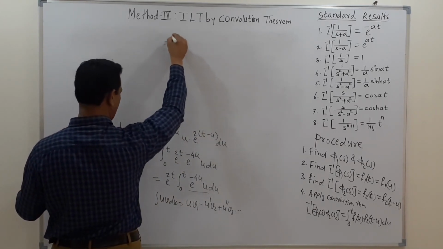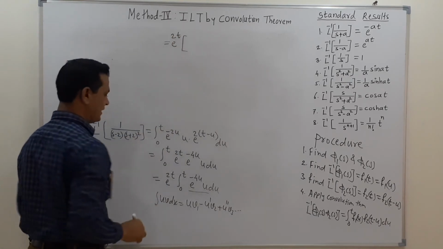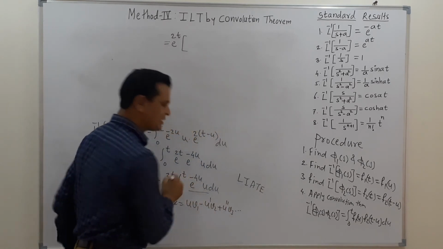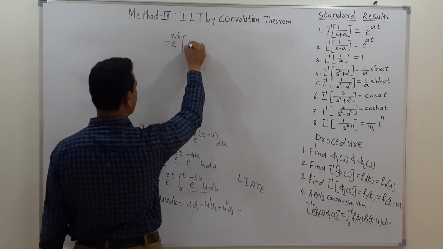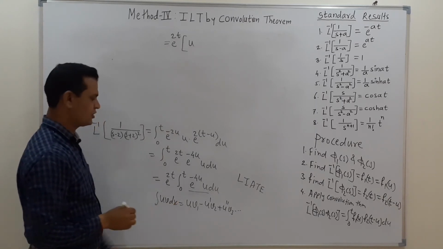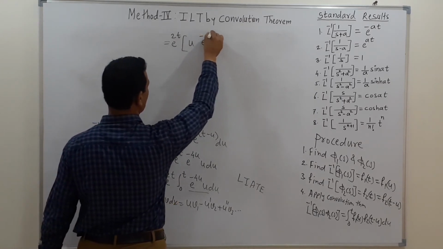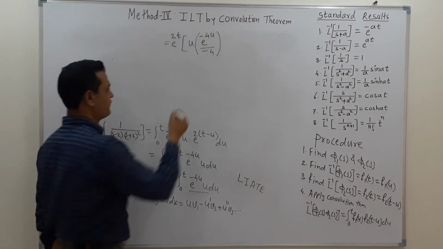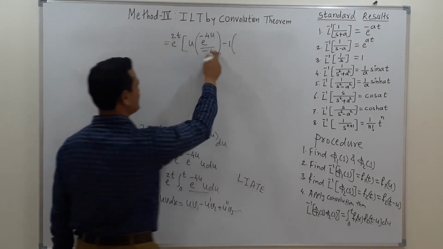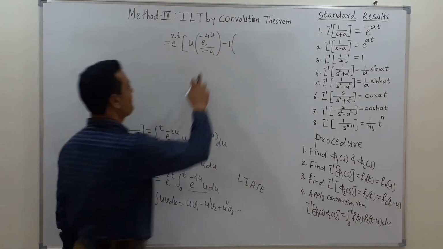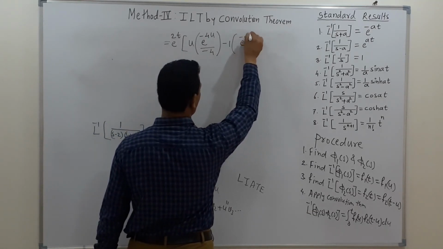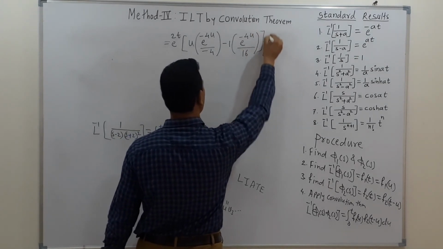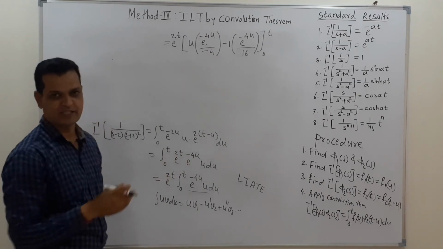which is equal to e raised to 2t, then in bracket. So according to the LIATE rule, this exponential is the second function. So we can write this as first function u, integration of second, integration is e raised to minus 4u upon minus 4, first function integration of second minus derivative of first, derivative of u with respect to u is 1, integration of second, this is e raised to minus 4u upon minus, become plus 16 integration 0 to t, 4 for the 16, minus become plus.